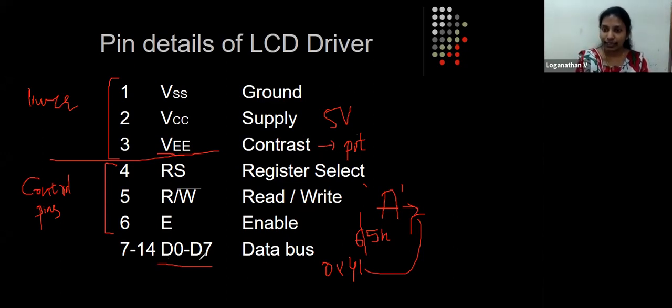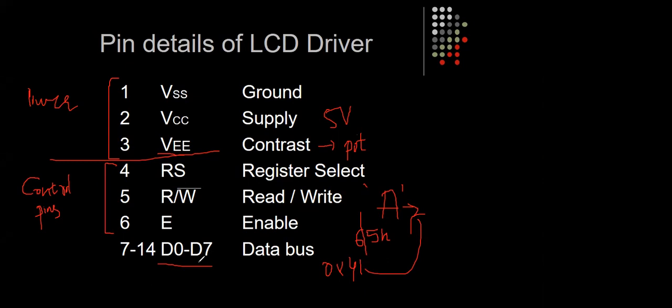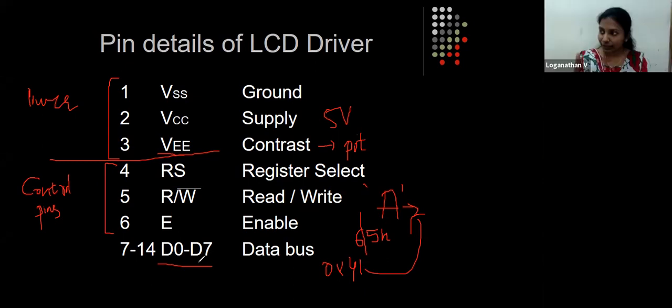And understand, at a time how many data can you display on the screen? Only one character. Then after that, the next data it will store in the memory, and that is going to be read on the screen. Clear?